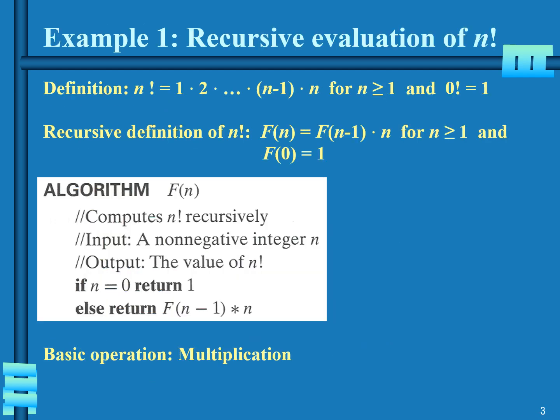The first example we are going to discuss is the factorial of a number. This problem is very familiar to you. By definition, n factorial is equal to n into n minus 1 factorial for all n greater than or equal to 1, and obviously 0 factorial is equal to 1. Then we are going to write the recursive routine for finding the factorial of a number.